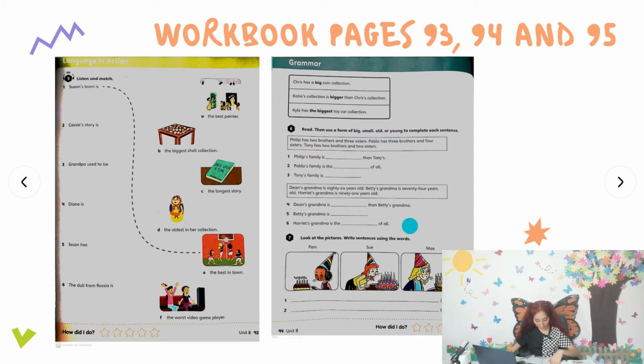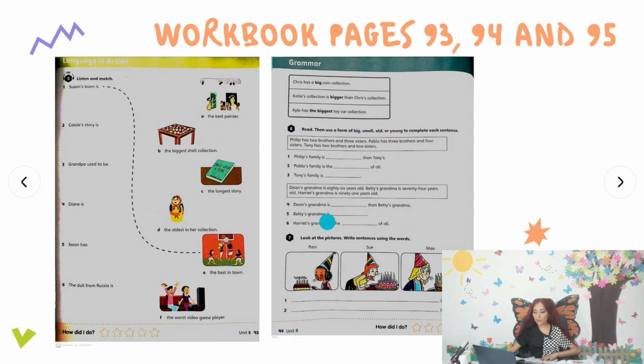Dean's grandma is 86 years old. Betty's grandma is 74 years old. Harriet's grandma is 91 years old, ¿ok? También con los mismos que nos dieron acá vamos a completar. Number 4, Dean's grandma is blank than Betty's grandma. Is it older, younger, etcétera, etcétera.